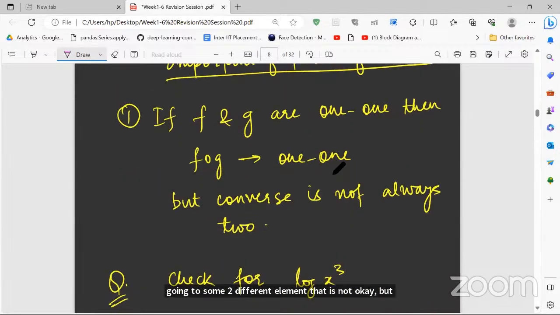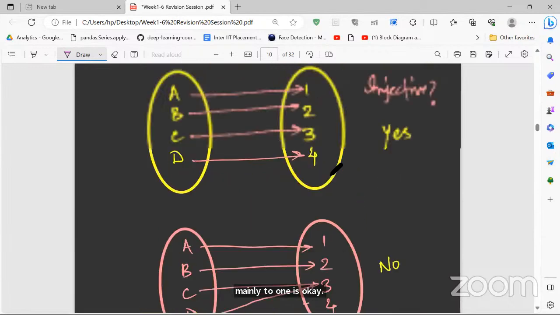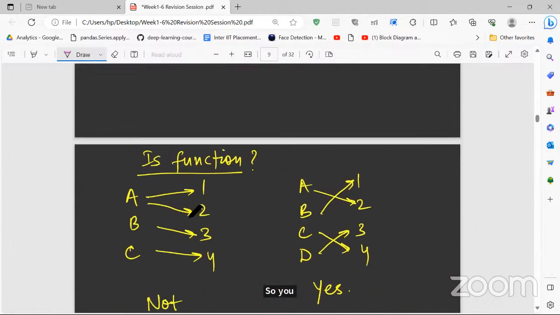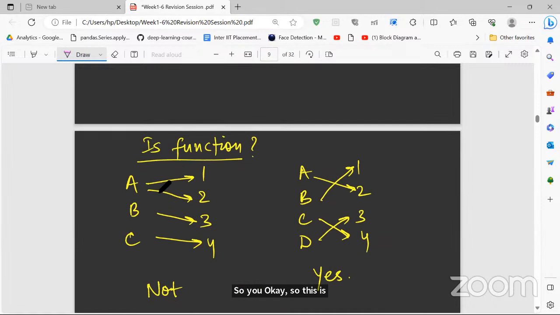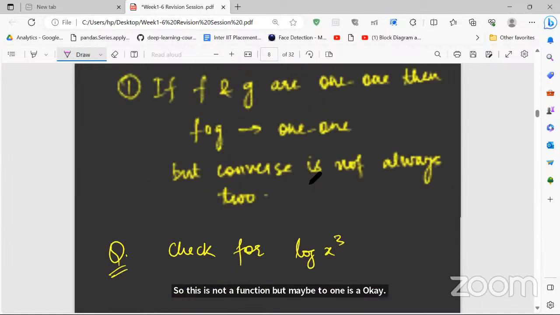So this is a function. What did I say? One to many is not okay, but many to one is okay. You can check it with the vertical line test also, but it's the same. Is there any confusion in checking whether this is a function or not? If it's starting from A, because it's one to many, this is not a function, but many to one is a function. Go ahead, ask me.